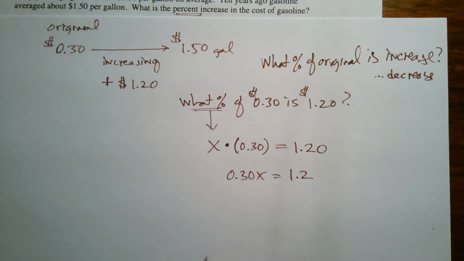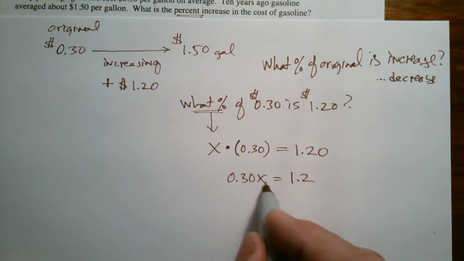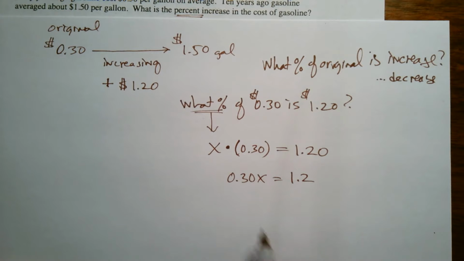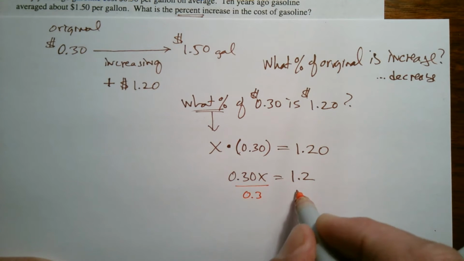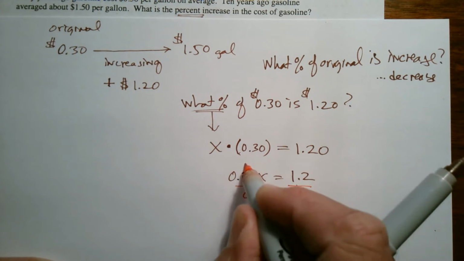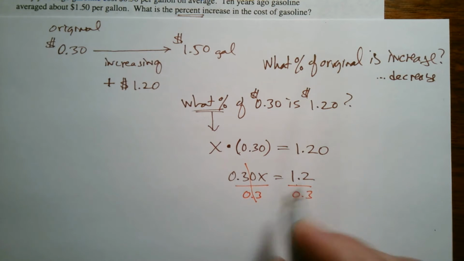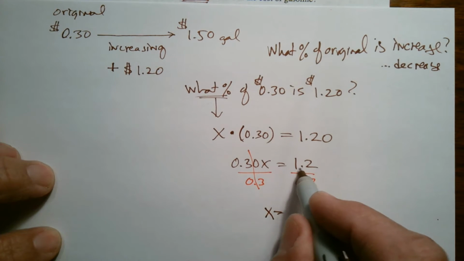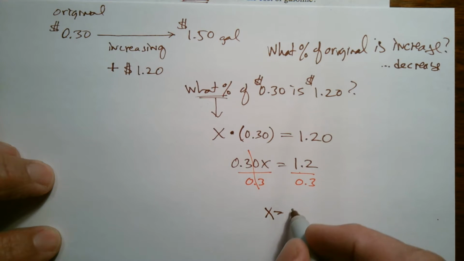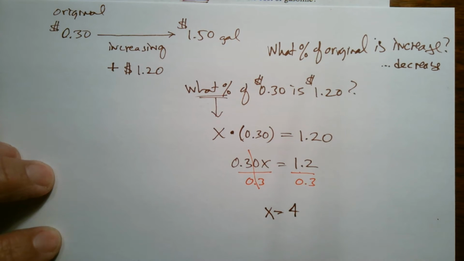I don't even need the zero there, 0.3x. You can eliminate the zero. 0.3x is equal to 1.2. So now it's just a matter of figuring out what x is. Solving this equation for x, we divide by the coefficient, 0.3. Why? Because that becomes a 1, right? And this gives us x alone. So x is equal to 1.2 divided by 0.3, which is equal to 4.